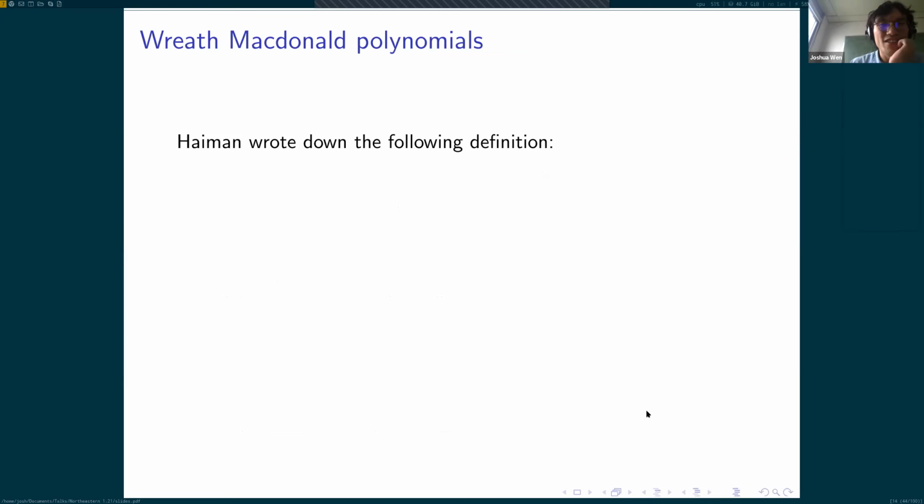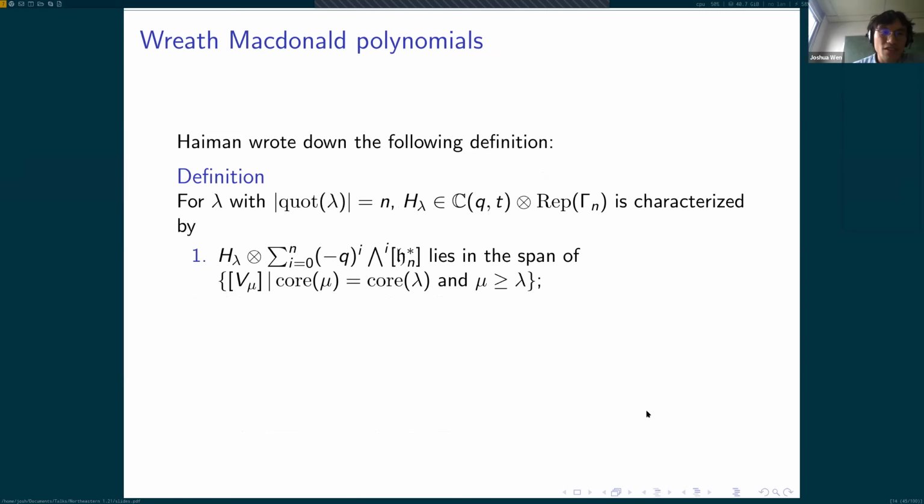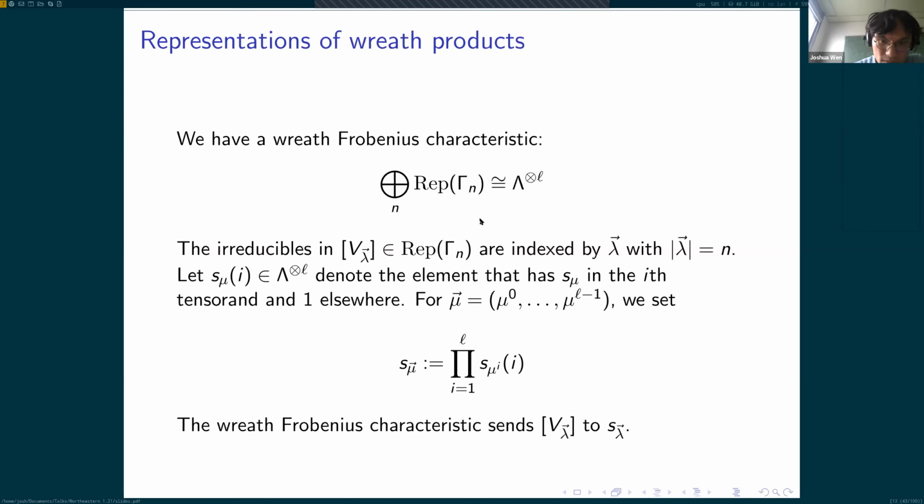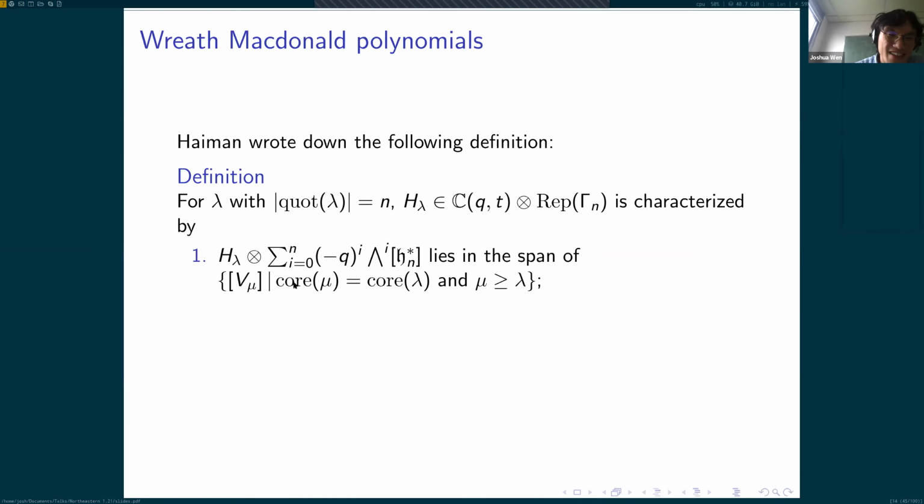On the other hand, anyways, Haiman wrote down this definition. For lambda with its quotient having parts summing up to n, this wreath Macdonald polynomial, I'm still going to call H lambda, is characterized by a similar tensor product here. But now you want it to lie in the span of these V mu's, where mu is greater than or equal to lambda. Let me say what I mean by this. I want V mu to be equal to V of the quotient of mu. Sorry, there's a little typo. There should be the quotient of mu.